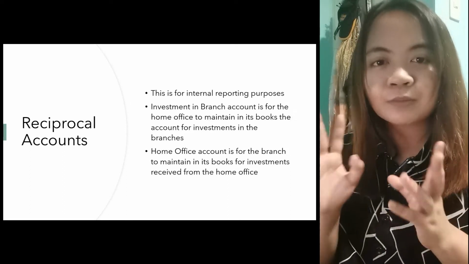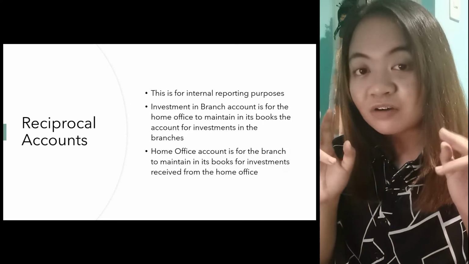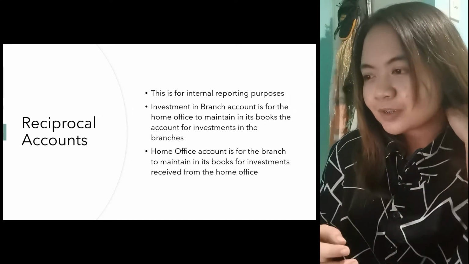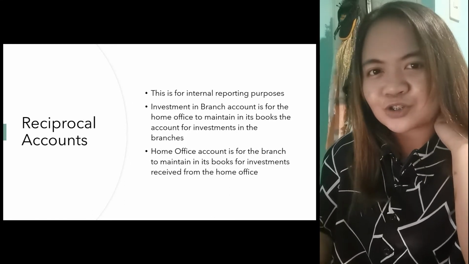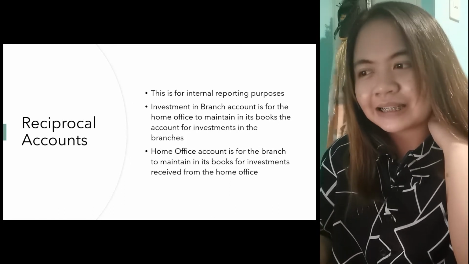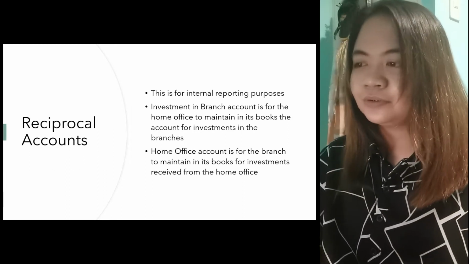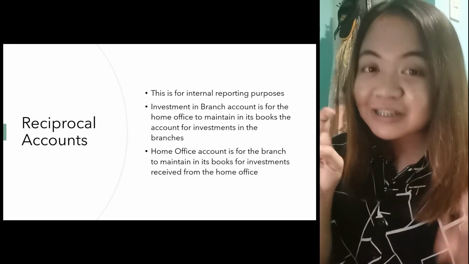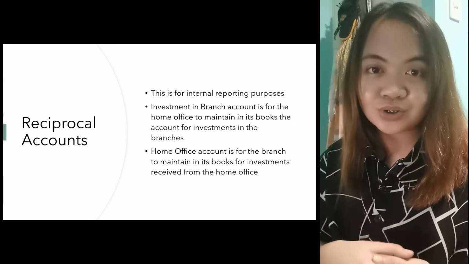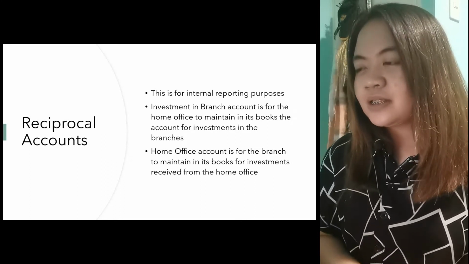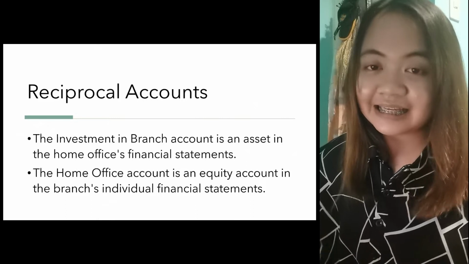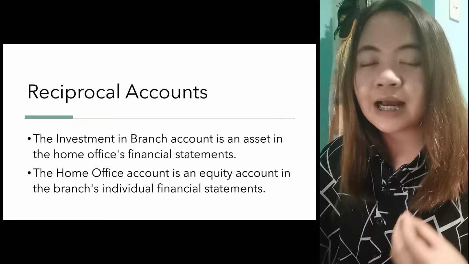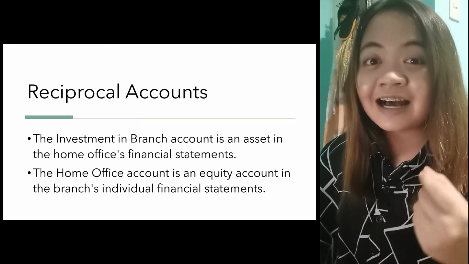Sa part ng branches, ang nakalagay is home office account. Doon mo ilalagay lahat ng transactions between you and the home office. So, tatandaan na, investment in branch is in the home office books. Home office account is nasa branch books. Reciprocal accounts: investment in branch is an asset in the home office financial statement. Nasa asset portion siya, meaning to say, ang normal balance niya is debit.